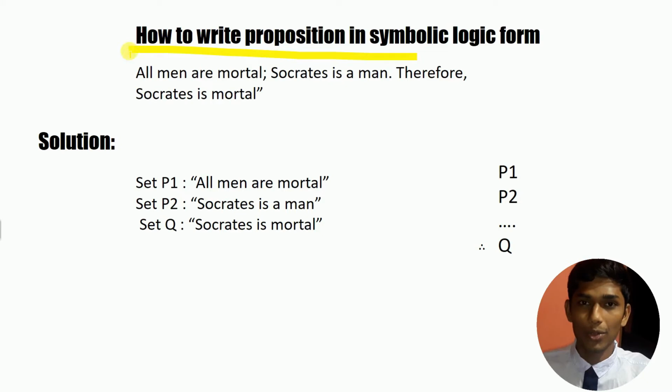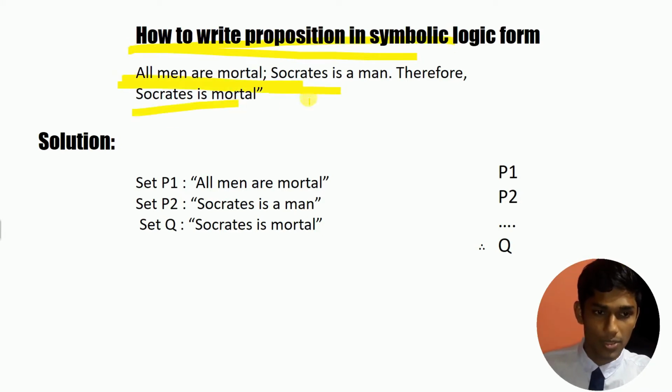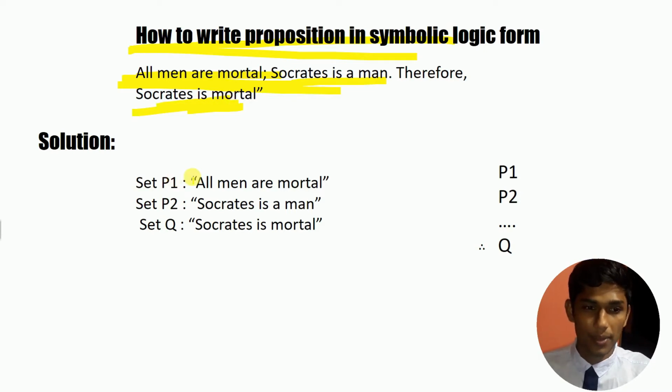Now, how to write a proposition in symbolic logic form? Here is an example: all men are mortal, Socrates is a man, therefore Socrates is mortal. We may take P1 as all men are mortal, P2 as Socrates is a man, so the conclusion is Socrates is mortal. And we may write it like this.